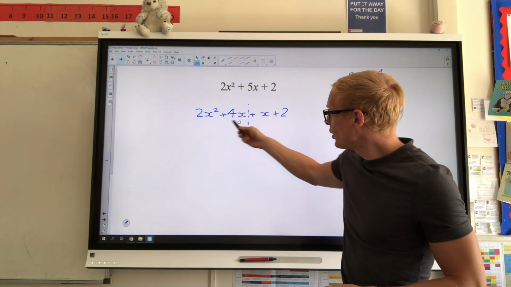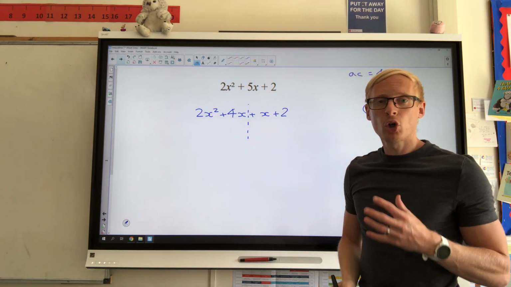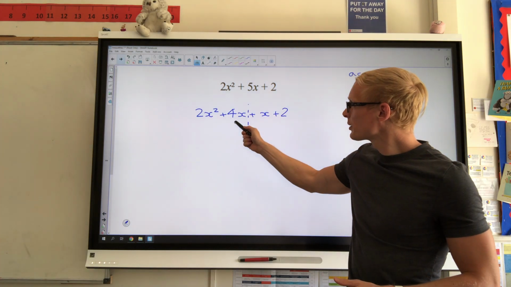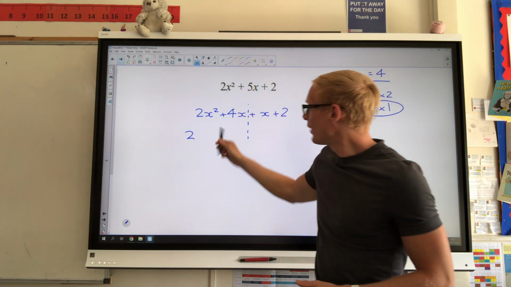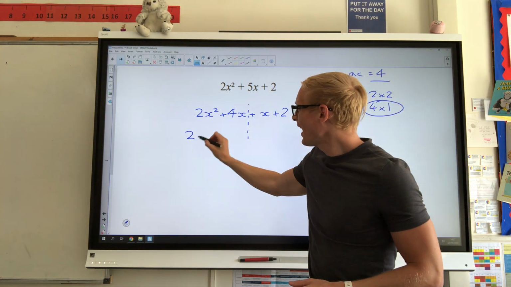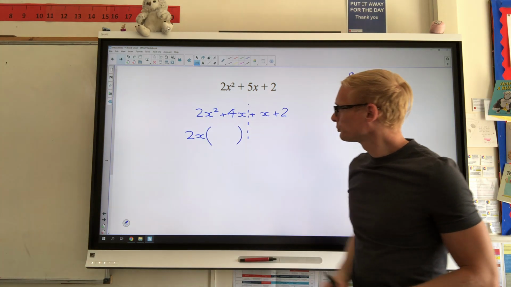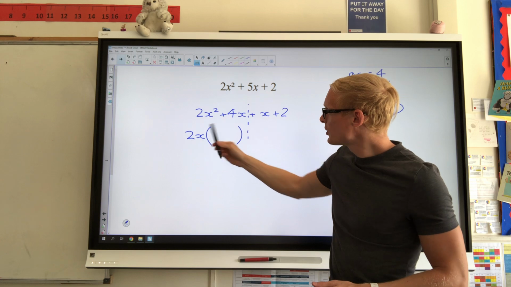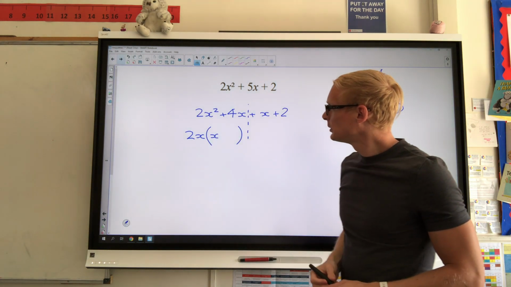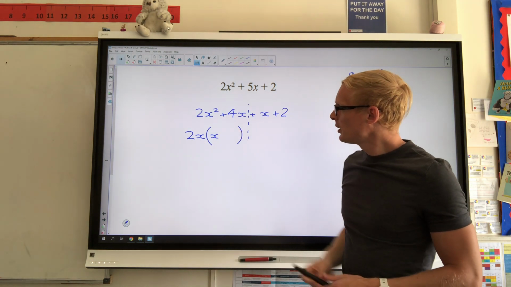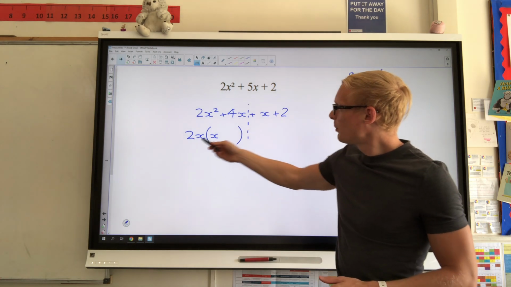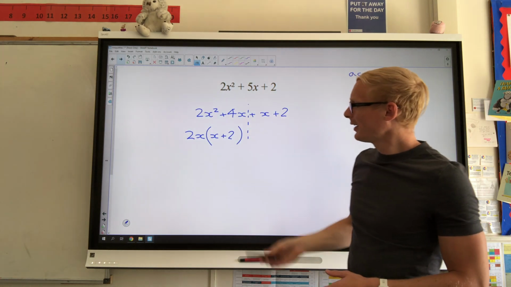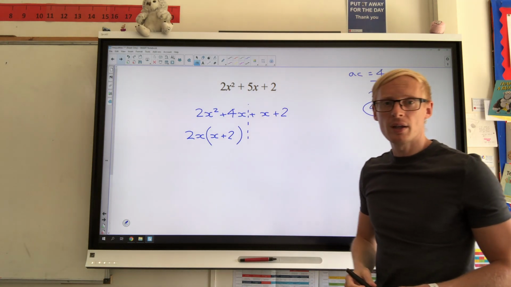Looking at this first half, thinking about things that are common between 2x squared and 4x, I can take 2 out of that expression. I can also take x out of that expression. And if I look here, 2x squared divided by 2x leaves me with x. x times x is going to make the x squared. Then 4x divided by 2x would leave me with 2. And again, 2 times 2x is 4x there.